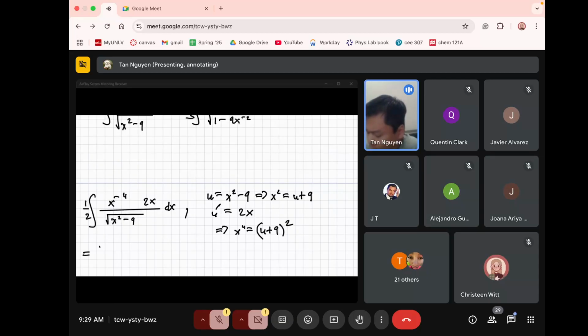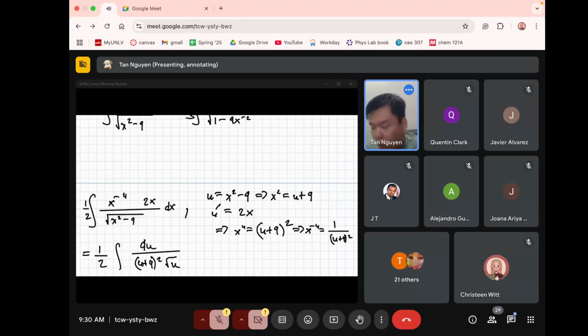So this is equal to 1/2. x to the -4, that just means it goes on the bottom, right? Which is 1 over u plus 9 squared on the bottom. Okay. So what I get in the integral is du on the top, divided by u plus 9 squared times the square root of u. Agree?